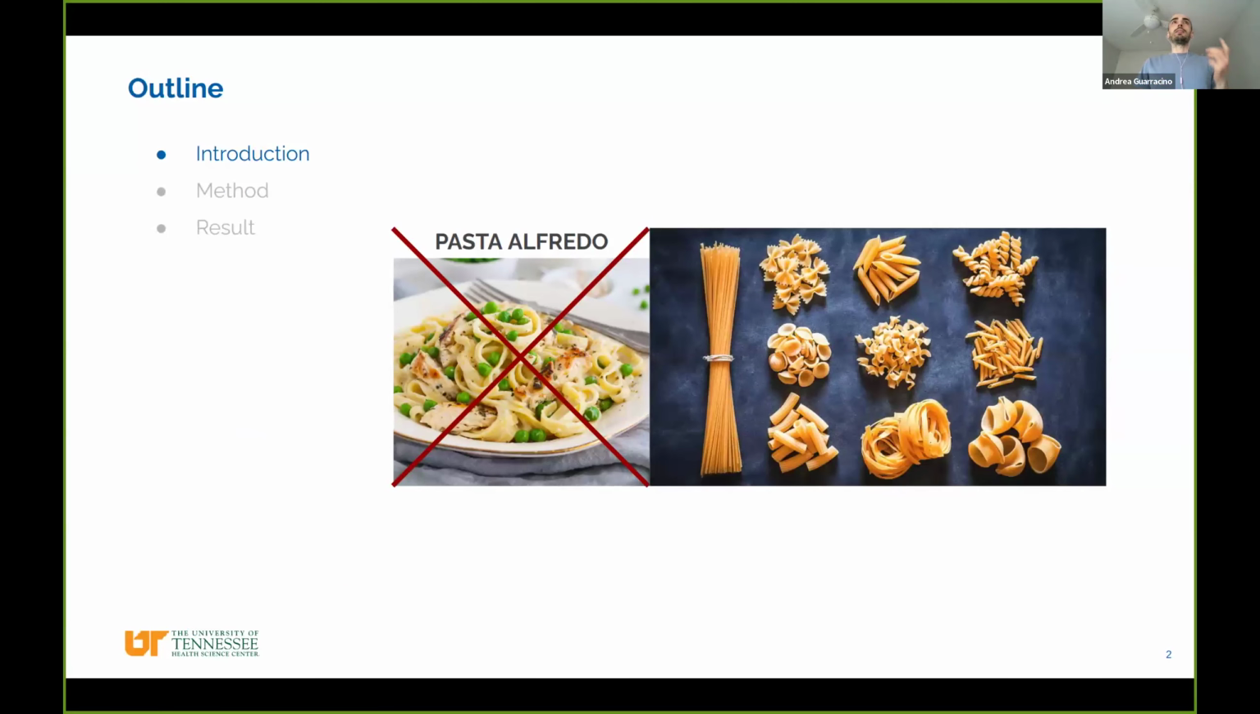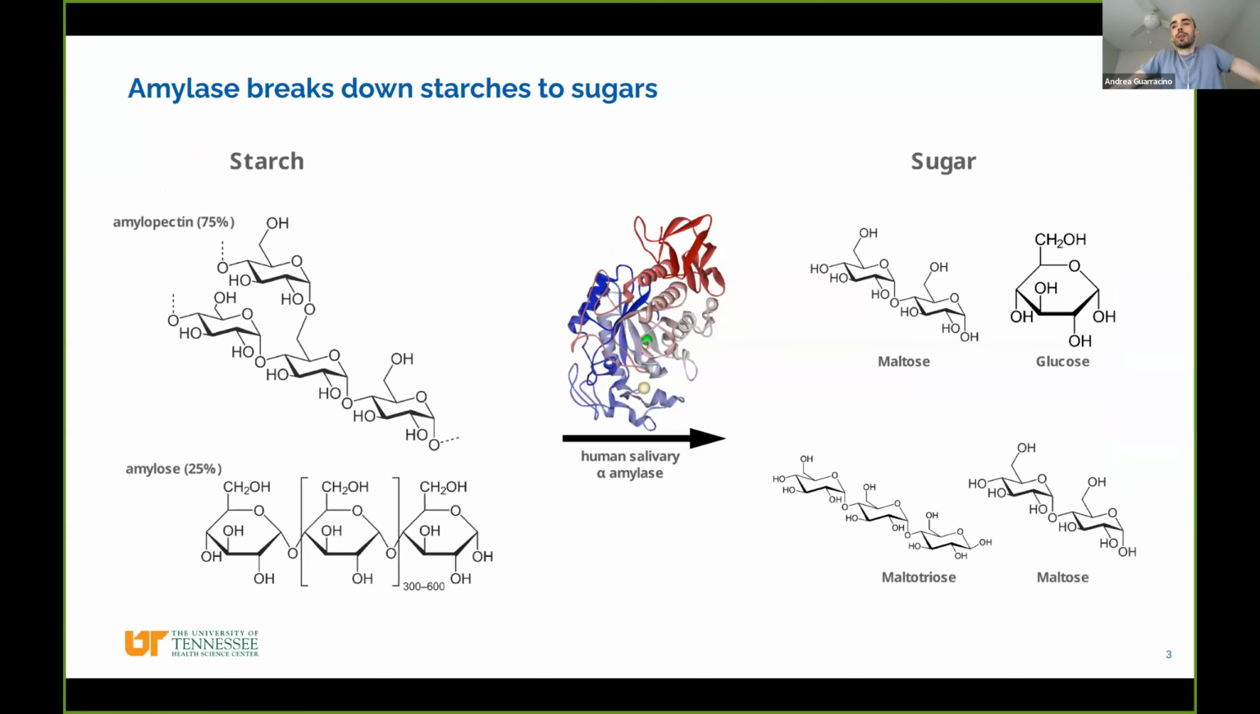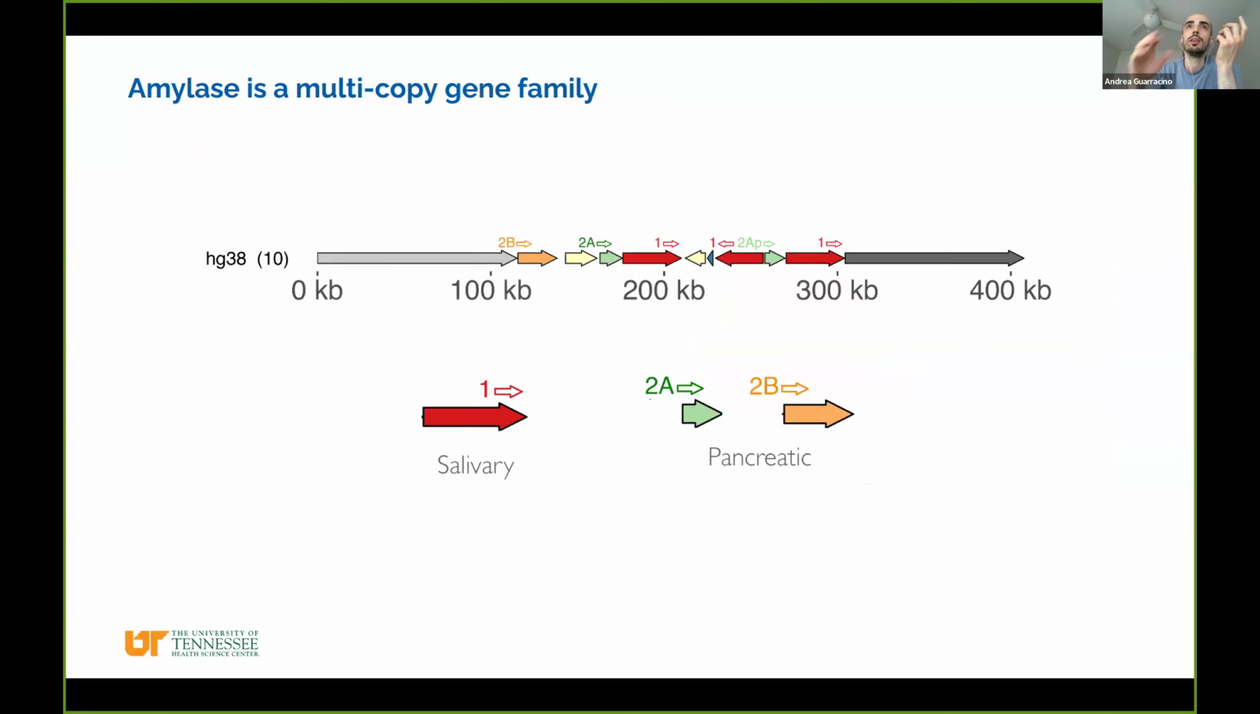So about the amylase. As mammals, we digest the starches, these long polymers, into simpler sugars by the amylase enzyme. In human, this exists as a gene family where we have the AMY1 gene that is expressed only in the salivary glands, and the other two genes, highlighted in green and yellow, that are expressed only in the pancreas.